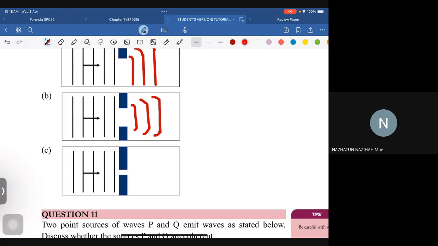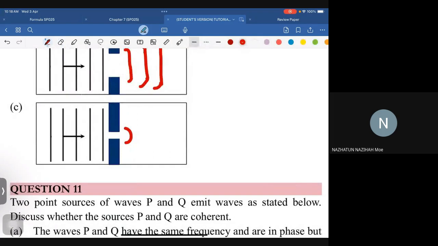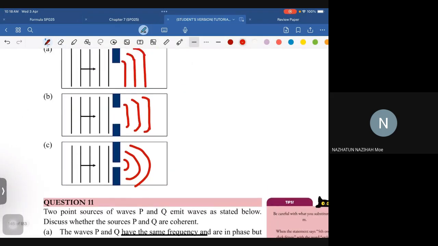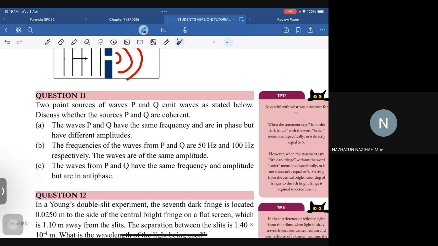Then the smaller the gap of the obstacle, the more curvy the wave's gonna be. So that ada straight line. Something like that. Make sure the separation is constant, sebab yang ini adalah kita punya wavelength. So there's no change in wavelength. Yang ini pun.